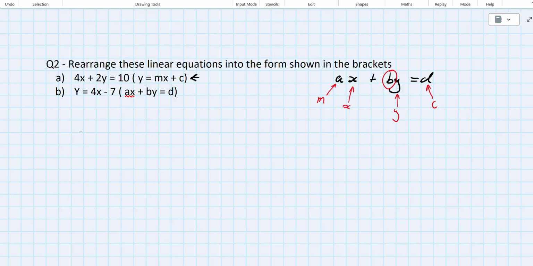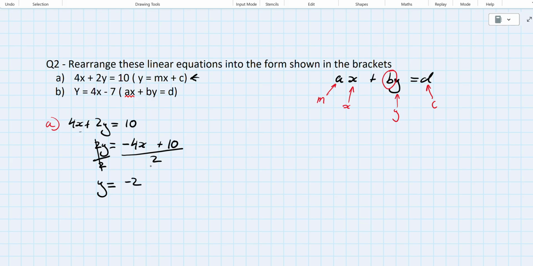So in the first question, 4x plus 2y equals 10. We need to make y the subject. So I'm going to move my 4x to the right-hand side. That's a positive 4x, so it's going to become a negative 4x because we change the sign when we change the side. That's a positive 10, stays a positive 10. Now we need to get rid of the 2. We need to get y by itself. So we divide by 2 on both sides. y equals -2x, because 2 goes into -4 twice, plus 5. 2 goes into 10 5 times. So there's our new equation.